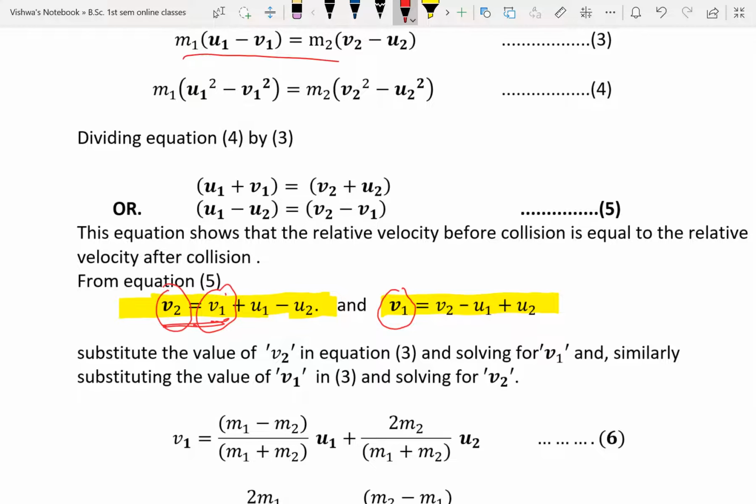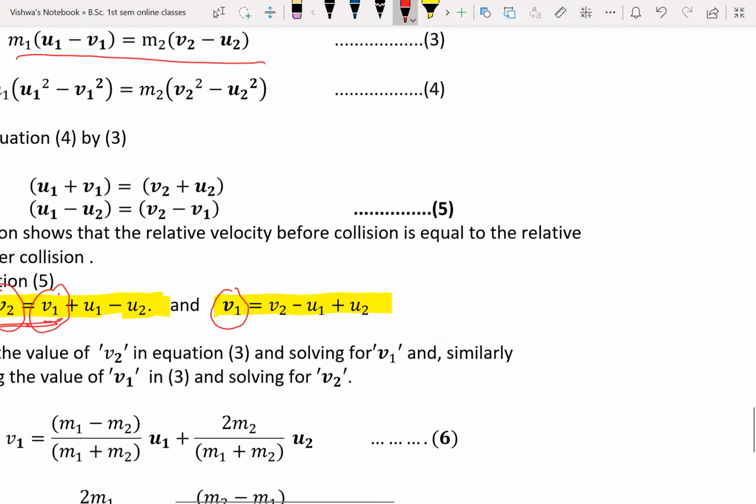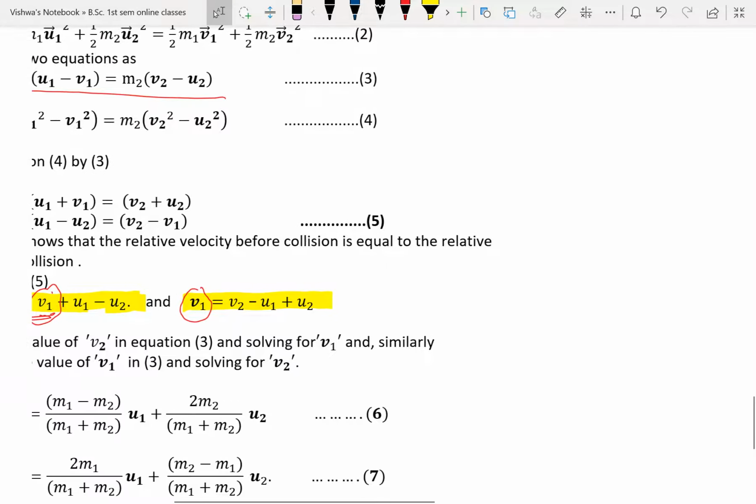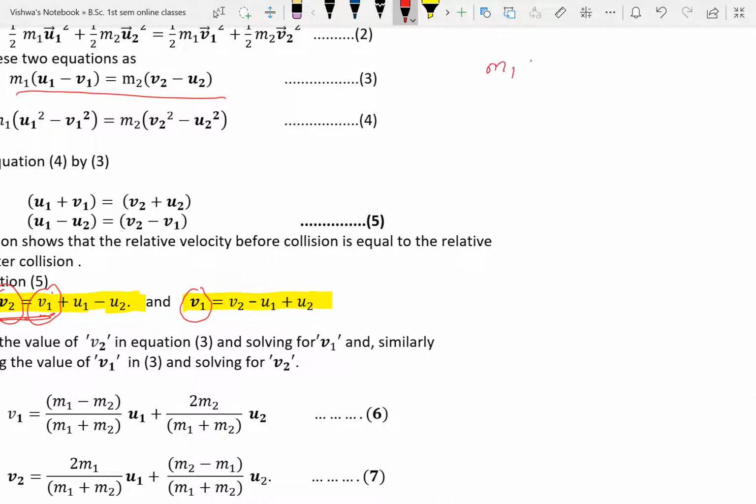Okay, so here is equation 3. Now I am going to write equation 3 here. What is equation 3? Equation 3 is m1 into (u1 minus v1) is equal to m2 into (v2 minus u2). Now I have to find the value of v1 by substituting the value of v2 from that equation. So what is v2? v2 is equal to v1 plus u1 minus u2, from this equation.